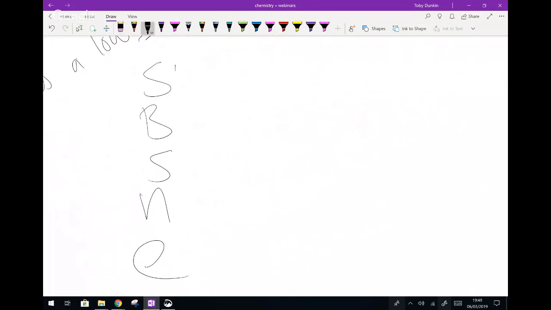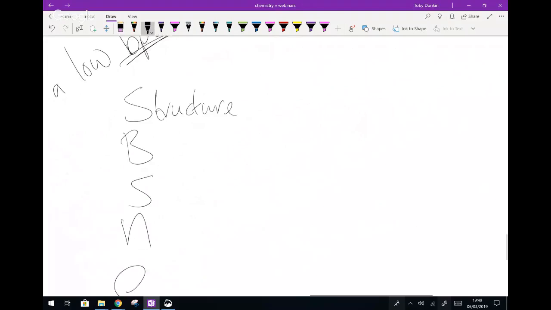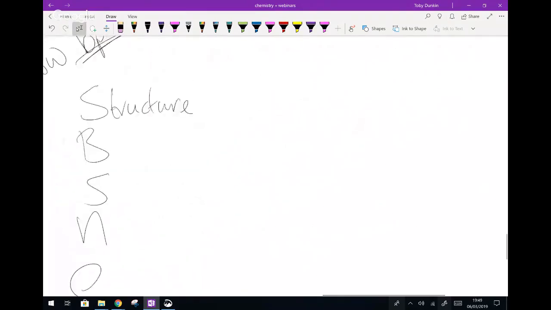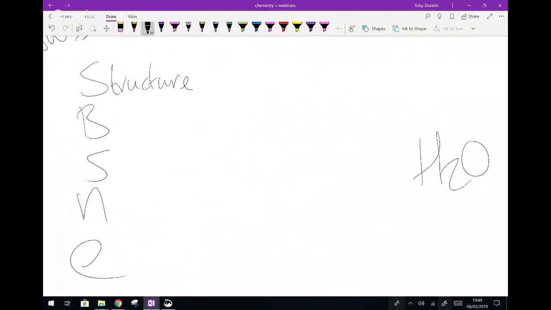So the first one, structure. So what is the structure? Let's pick on someone. Let's do water. What is the structure of water? 2 non-metals. This is simple. You don't even need to say it. It's just covalent. Simple covalent bonds.